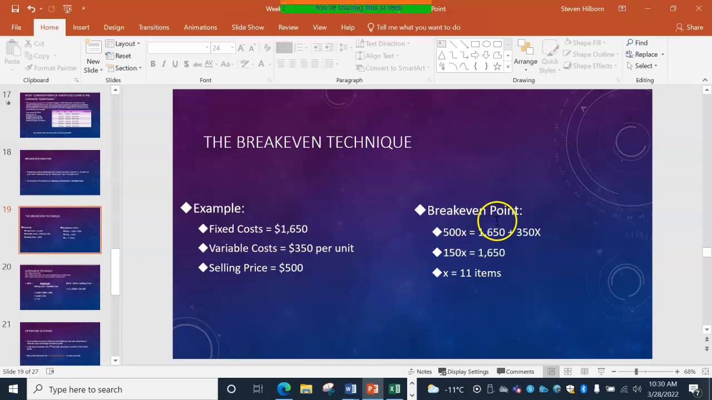Selling price minus variable cost is $150. So we make $150 every time we sell one. So then all we have to do is 1650 divided by 150, which is 11 items. That is the break-even analysis for this particular, let's say, mattress. We'll have a couple of examples and work through a few things. So if it seems a little foreign still to you, that's okay.